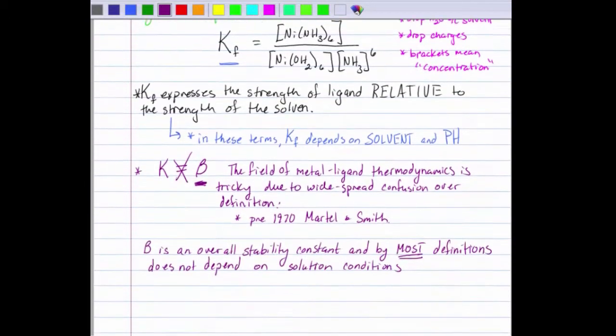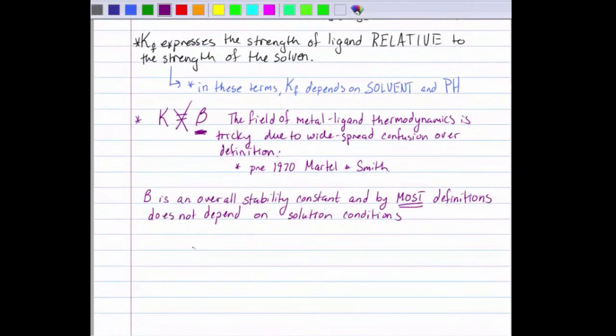The beta value is often written, the equilibrium expression, like the chemical equation, is written like this. So you have a metal with some charge, you add 6 ligands, and they all bind to the metal together. In this definition, usually they mean that this is the naked metal. It has no other ligands.